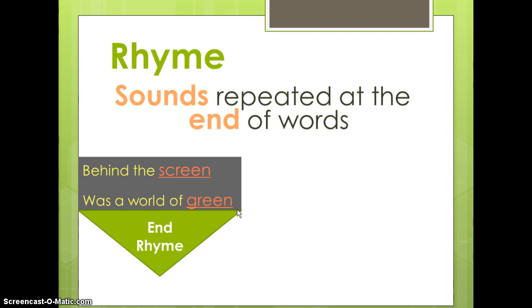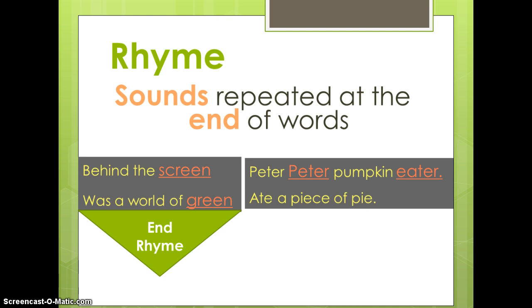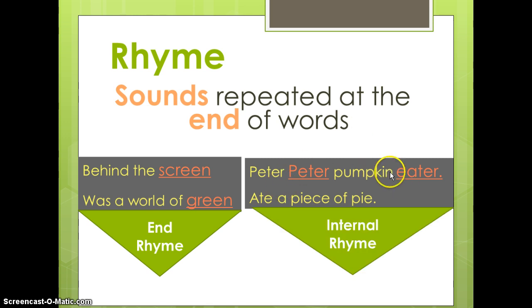Pretty easy, right? Let's look at another example. Peter, Peter, pumpkin eater, ate a piece of pie. Okay. Well, our two rhyming words, Peter and eater, both fall within the same line of poetry. We call this internal rhyme because they're inside the same line, instead of being at the end of two lines over here.